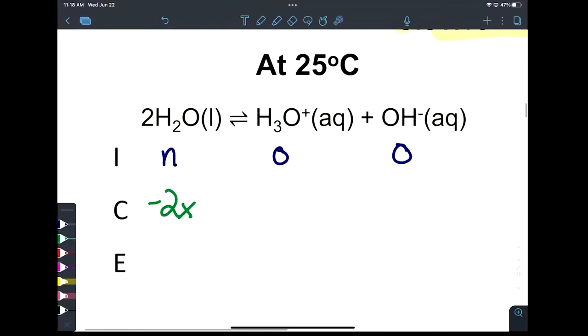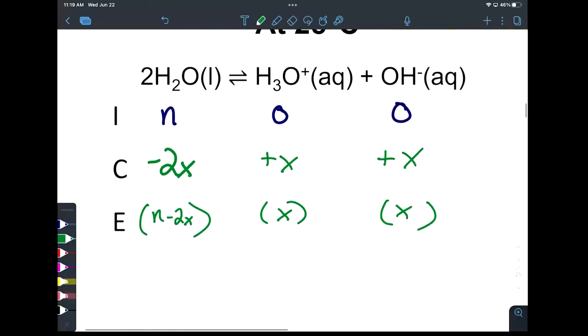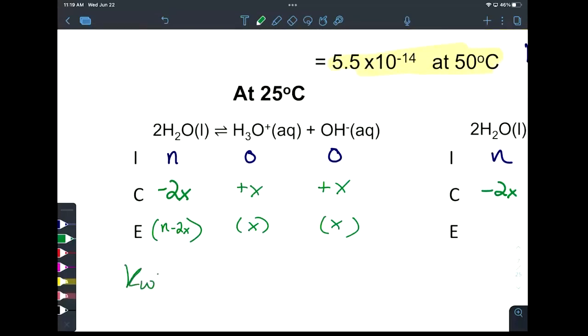If I have pure water, some amount, doesn't matter, I'm just going to put N. And I have 0 of this stuff. If this is an equilibrium process, for every 2x amount of water I lose, how much H3O plus do I gain? Plus x. How much OH do I gain? Plus x. So if I add everything up, it's N minus 2x, x, x. But the great thing is, when we write our Kw expression and do products over reactants, do we put all of it in our expression?